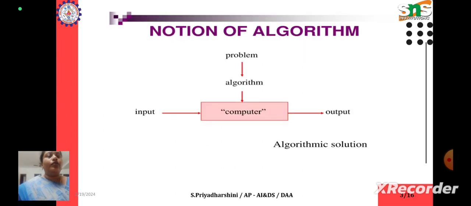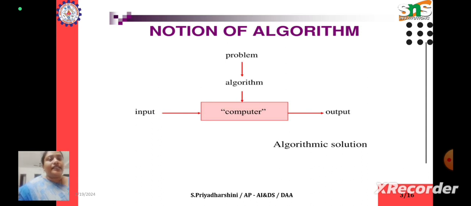Let us see the notion of an algorithm. The notion of an algorithm is represented in the following diagram. The first point is that the non-ambiguity requirement for each step of an algorithm cannot be compromised. The second one is that the range of inputs for which an algorithm works has to be specified carefully. The third one is that the same algorithm can be represented in several different ways. The fourth point is that there may exist several algorithms for solving the same problem.